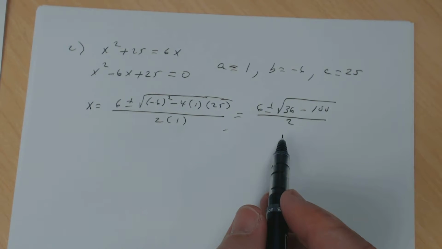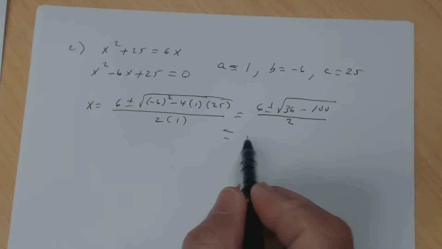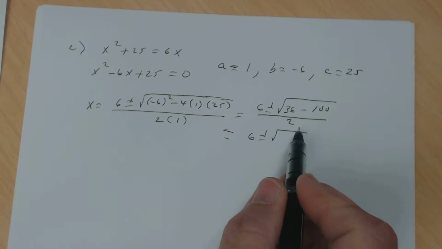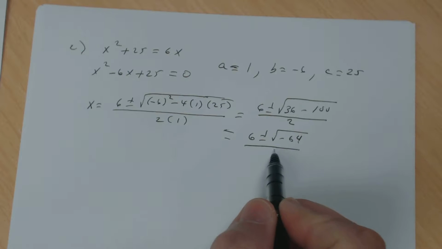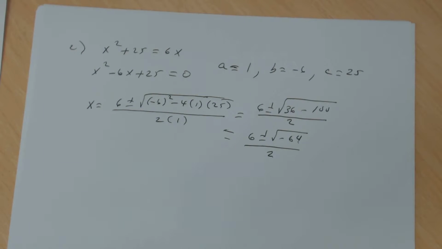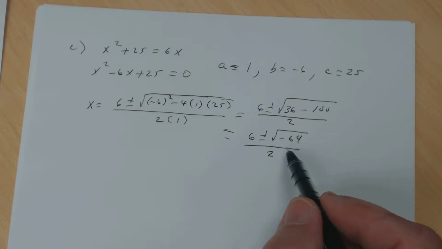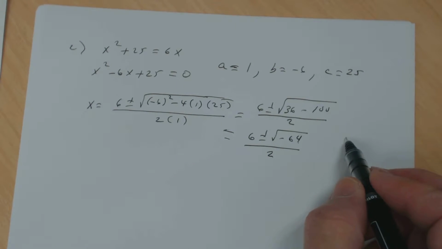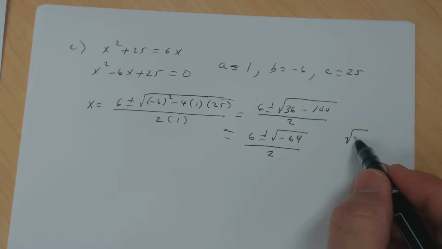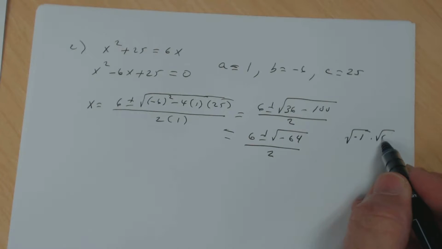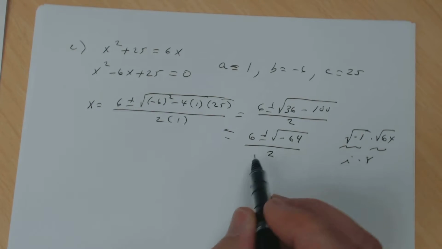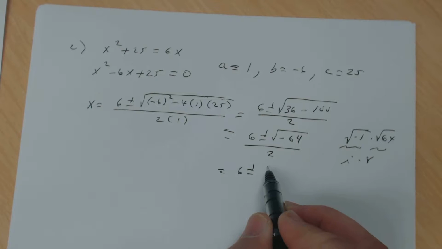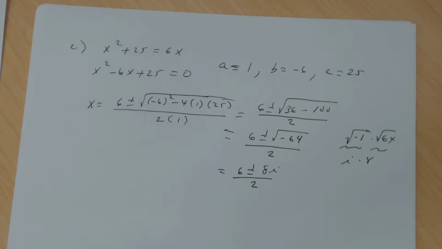And so I get 6 plus or minus the square root of -64 all over 2. All right, then simplifying the square root of -64. Remember, you're taking the square root of a negative number, so that's the same thing as saying square root of -1 times square root of 64. Square root of -1 is i. Square root of 64 is 8, so you get 8 times i. So you get 6 plus or minus 8i divided by 2.